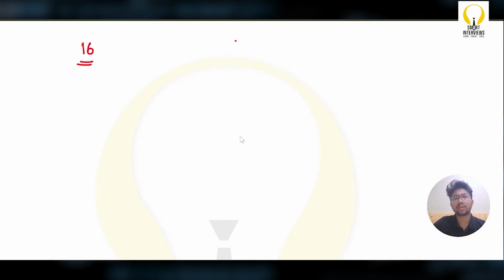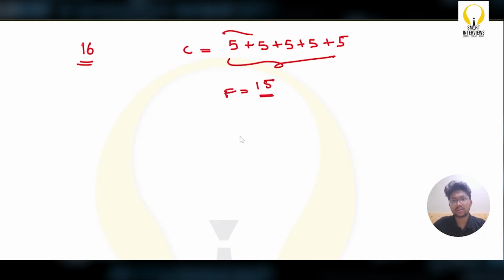So what I'll do, I'll go with 5 plus 5 plus 5, 5 times. So it's going to use 5 coins. We are going to use 5 coins and I'll get 15 flowers.